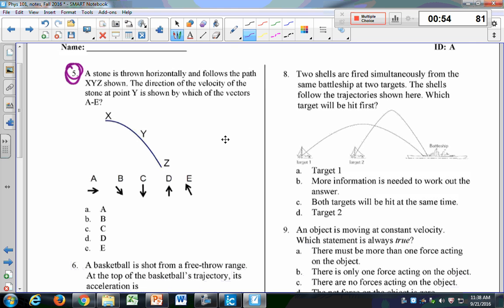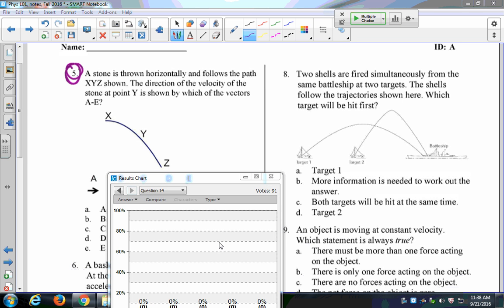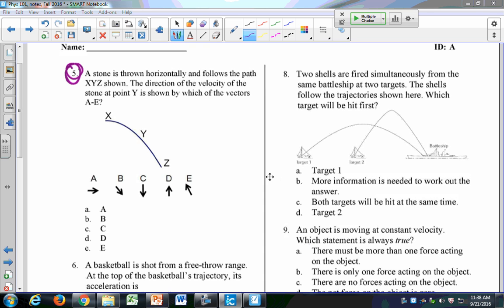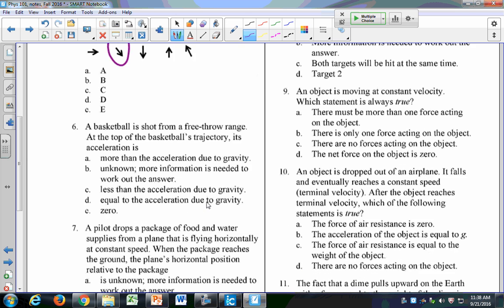And I'll stop this at 1 minute. 5 more seconds. Okay, good. B is right. Remember, it has both x and y components. It has an x component in that direction and a y component in that direction. So the resultant vector is B. And then let's do number 6.